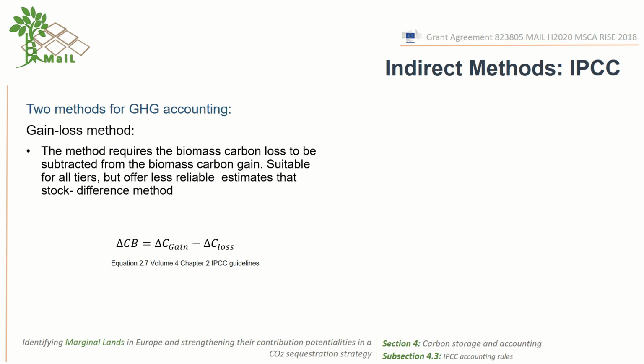In this equation, delta Cg is the annual increase in carbon stocks due to biomass growth for each land subcategory. Considering the total area, it's defined by tons of carbon by year. Thus, the carbon loss, delta CL, refers to annual decrease in carbon stocks due to biomass loss.